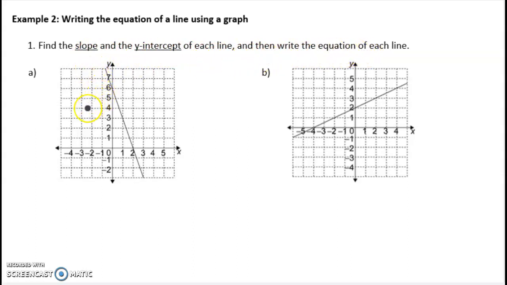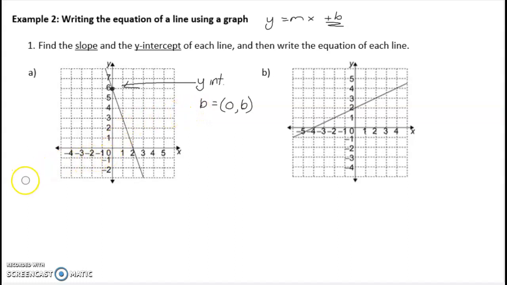Sorry, guys. Okay, so the first one, I can tell here that my y-intercept happens at +6. So I'm going to write, that's my y-intercept. And when you remember, y equals mx plus b, b is my y-intercept, so I'm going to call that b equals, x is 0 and y is +6.